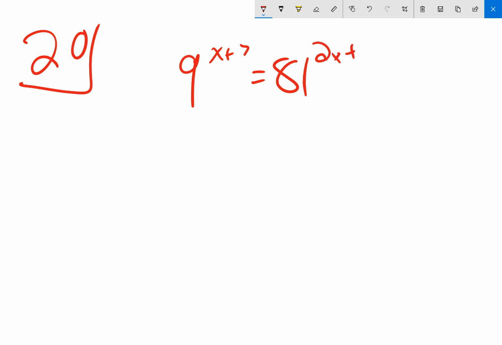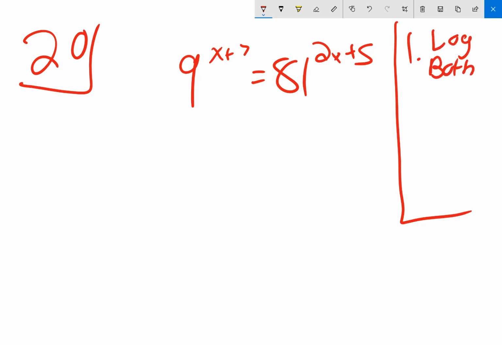Number 20. So this is the second type of problem. This is an exponential equation problem. We have 9 to the x plus 7 power equals 81 to the 2x plus 5 power. So for an exponential equation problem, you're going to work it out in 3 steps. Step 1 is to log both sides.